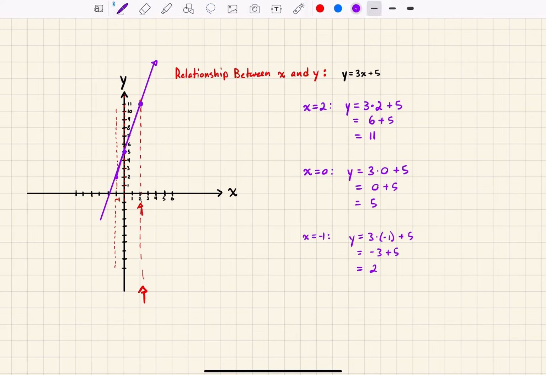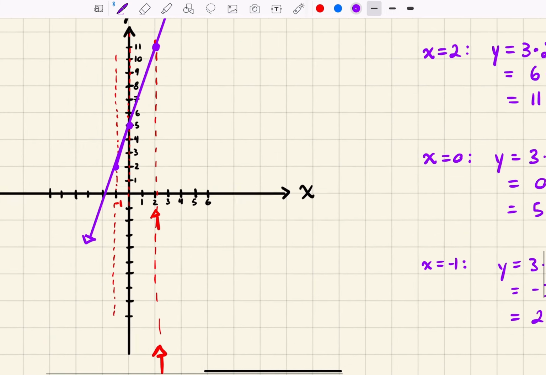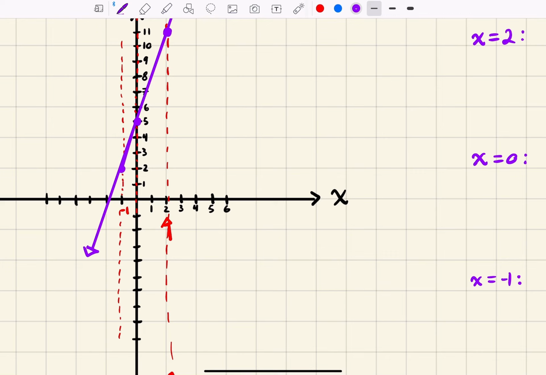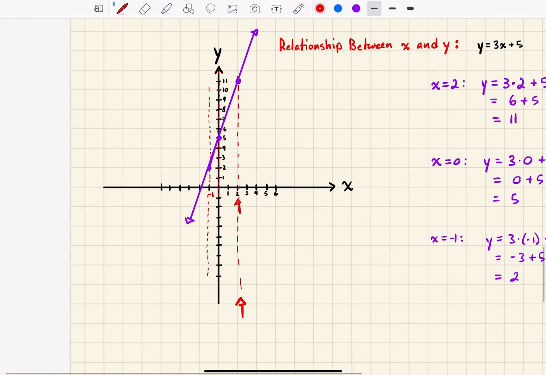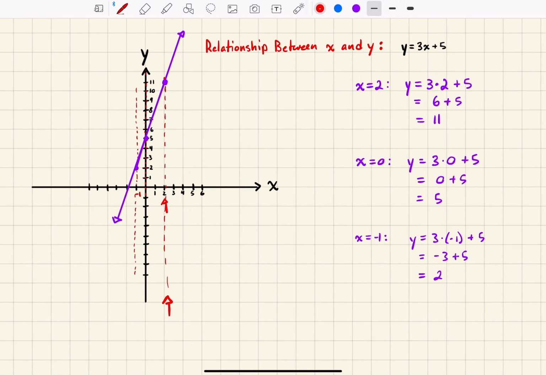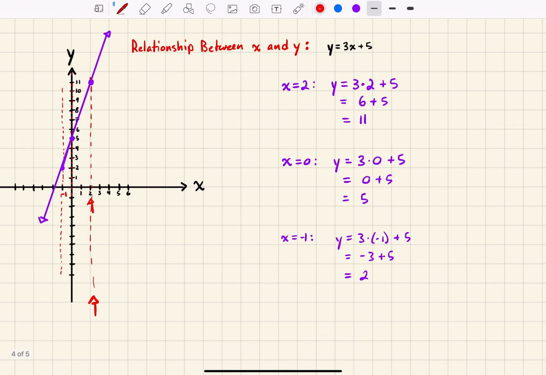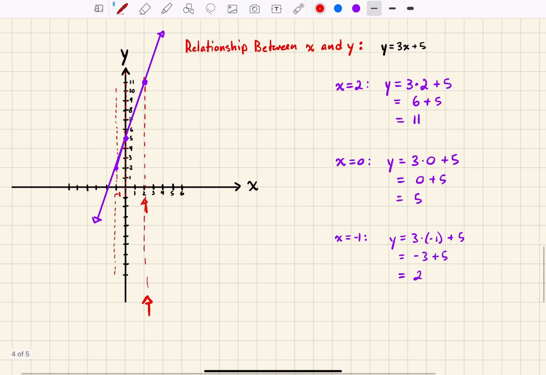So that's the idea for graphing. We choose an x value we're interested in, and once we choose that x value, we're stuck on the vertical line that has that x value. And we figure out the y value, where the point will be, by plugging the x we've chosen into the equation and solving for the corresponding y value. So this is what the graph of y equals 3x plus 5 looks like.